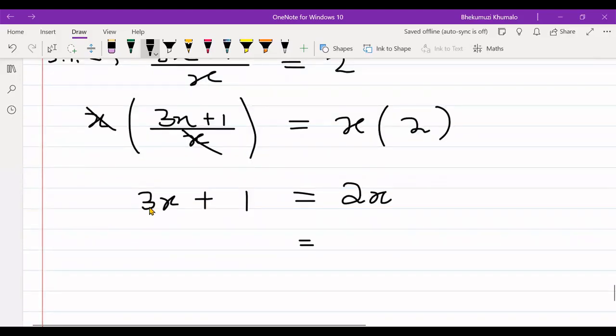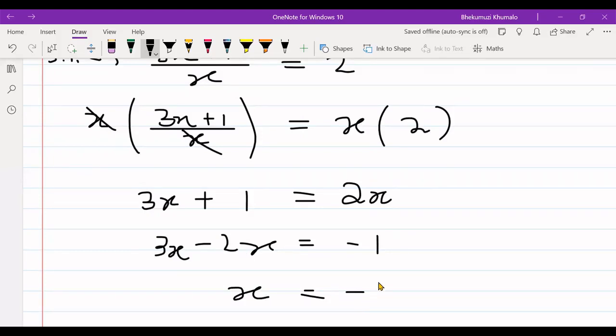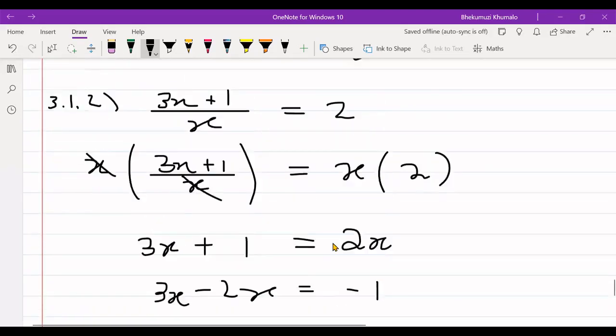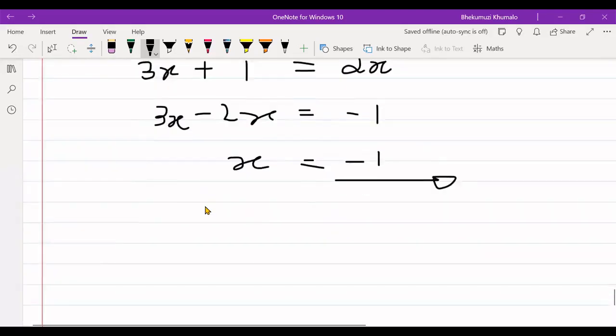So because it's 3x and 2x, this becomes 3x minus 2x. And we take positive 1 onto the other side, so it's negative 1. And so here we have x is equal to negative 1. Basically, that's the solution there.